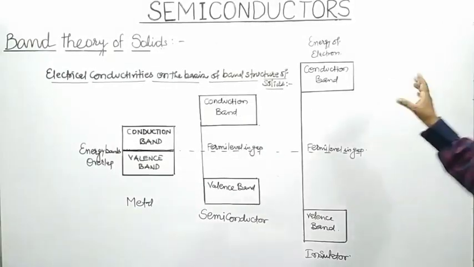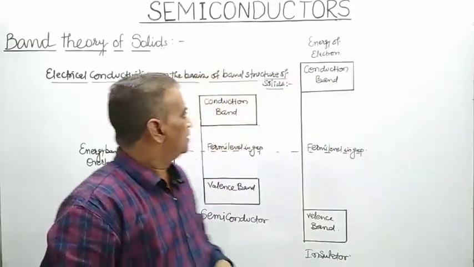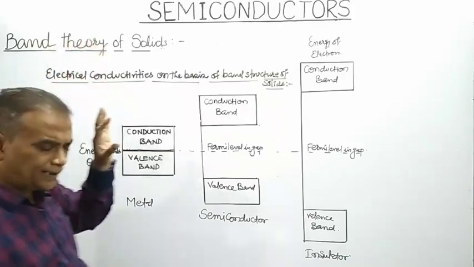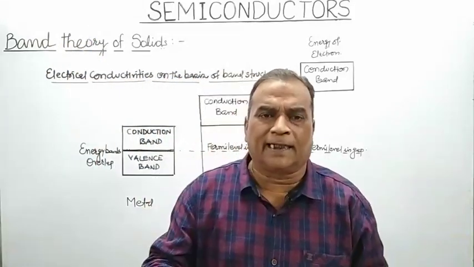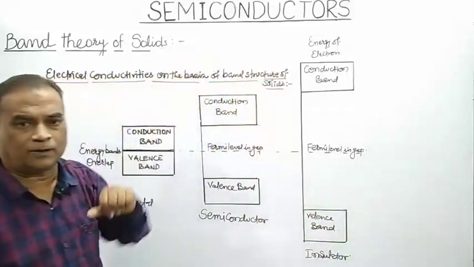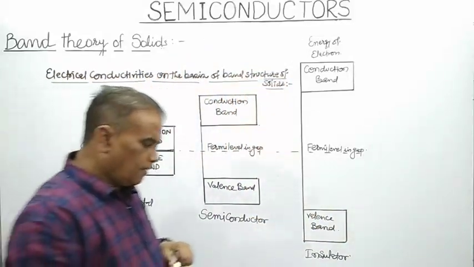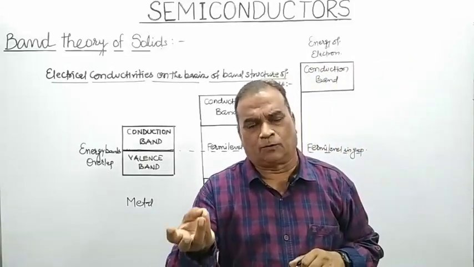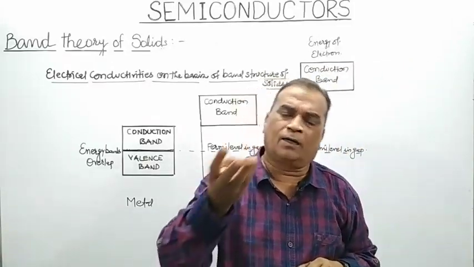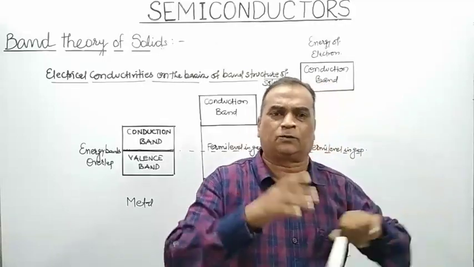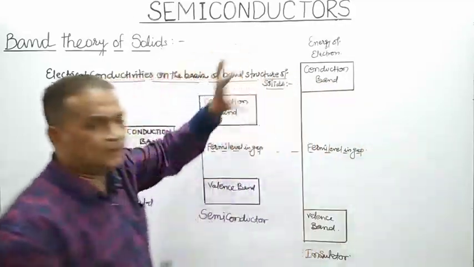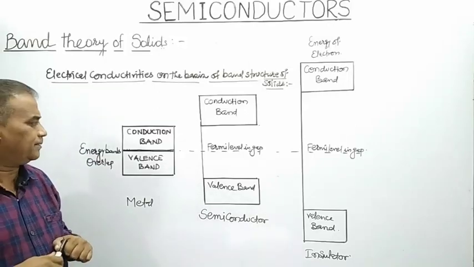Now the last point to be discussed is related to the difference in the electrical conductivities of solids, which can be explained on the basis of the band structure. Whether the given solid is a metal, that is a good conductor of electricity, or a semiconductor or an insulator can be explained by considering only the band structure of a solid.